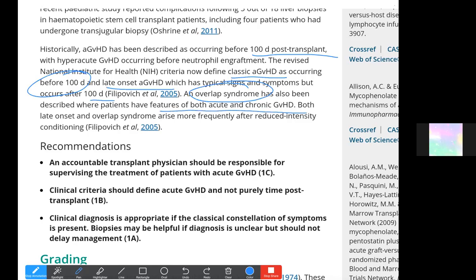And basically, now the recommendations are that a transplant physician should be responsible for supervising the treatment of patients with acute GVHD. And these clinical criteria should define acute GVHD and not purely the time post-transplant. So because we can have a lot of overlap between acute and chronic GVHD, the clinical criteria should define the acute GVHD. And we'll go into that in a few minutes.